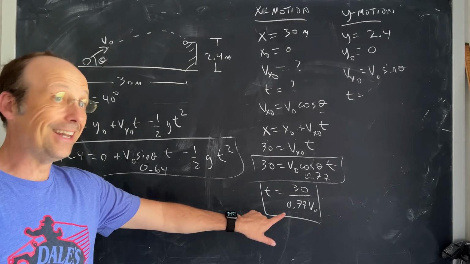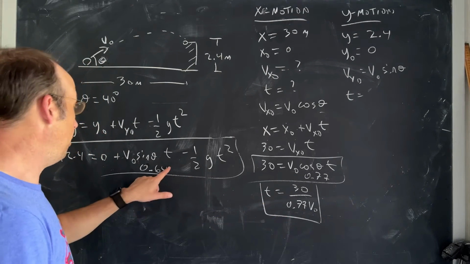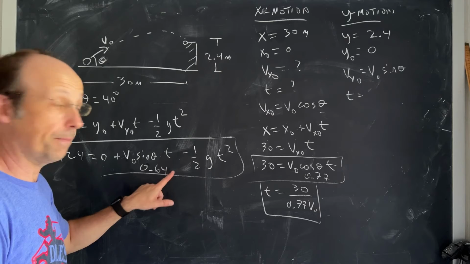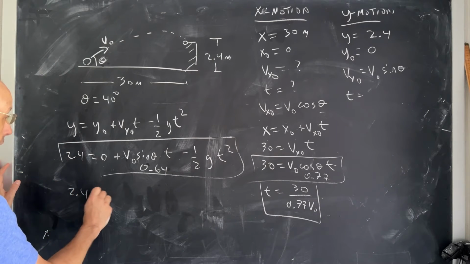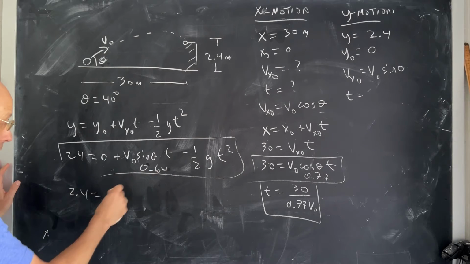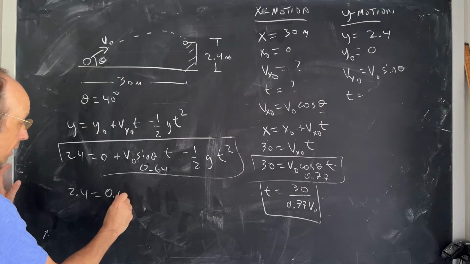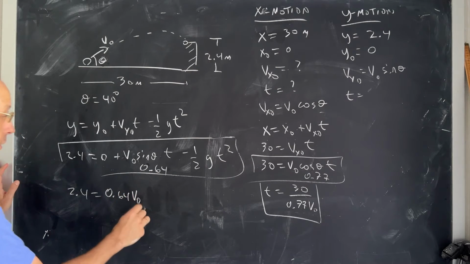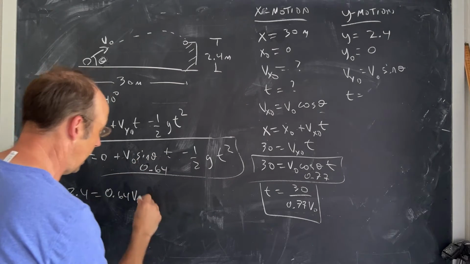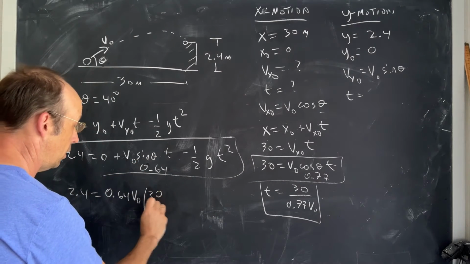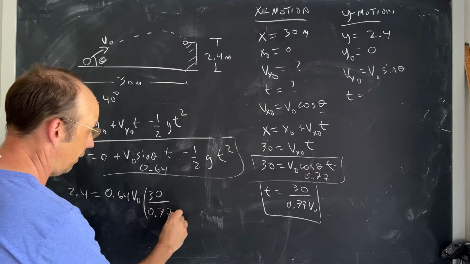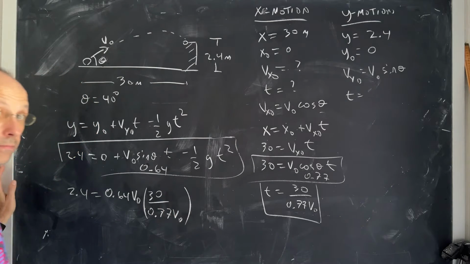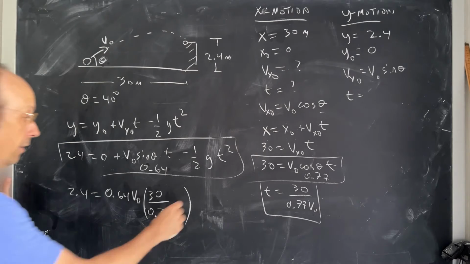Now I can take that expression for time and plug it into this equation right here. So I'm just going to write this out. 2.4 equals v0 times that 0.64 v0 times t, but t is that 30 over 0.77 v0. Notice what happened there. The v0 is going to cancel.